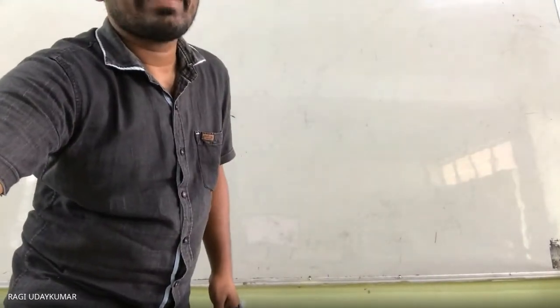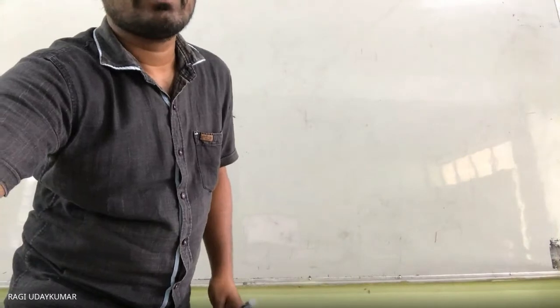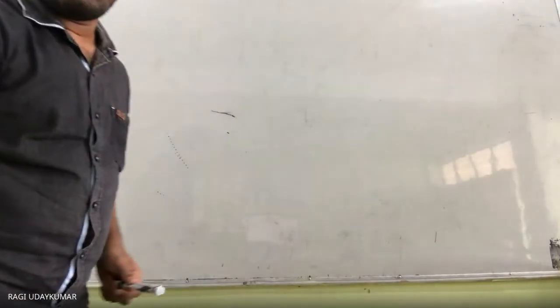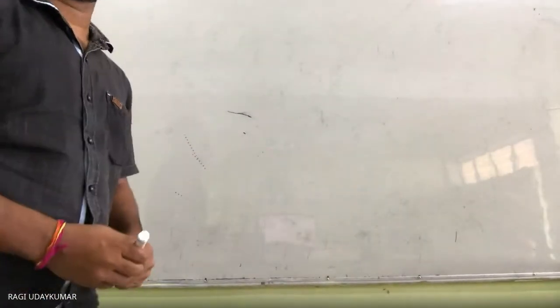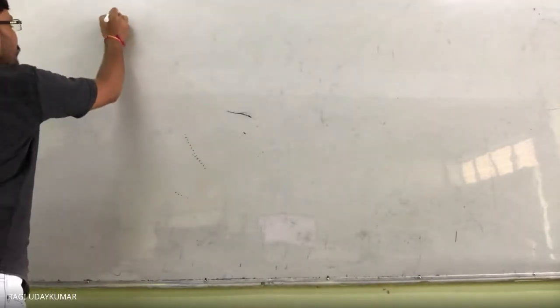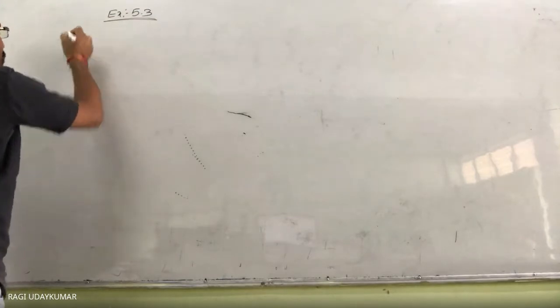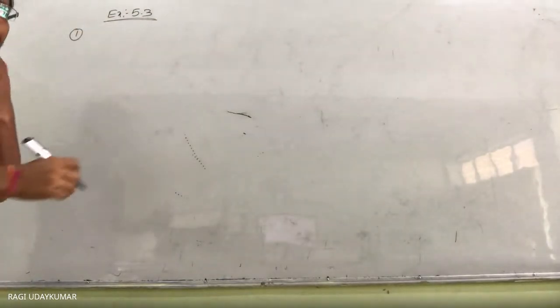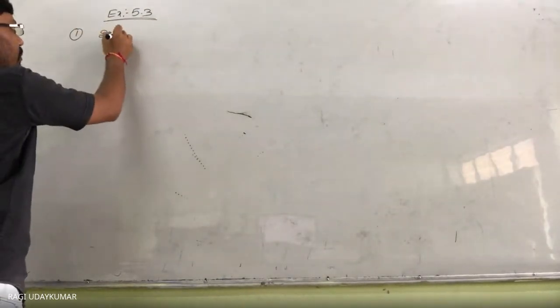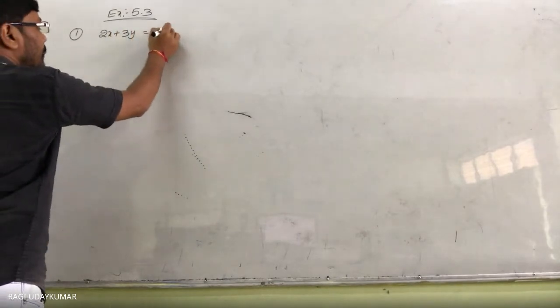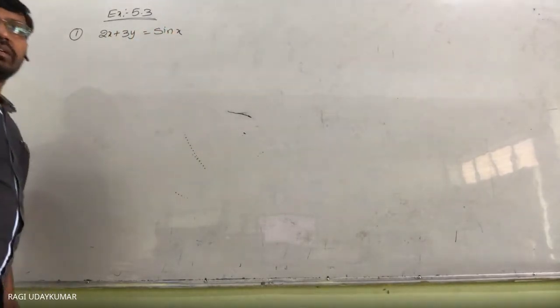So exercise 5.3, first problem. Using implicit derivatives, you have to solve it. Exercise 5.3 first problem: 2x plus 3y is equals to sin x. So find dy by dx.